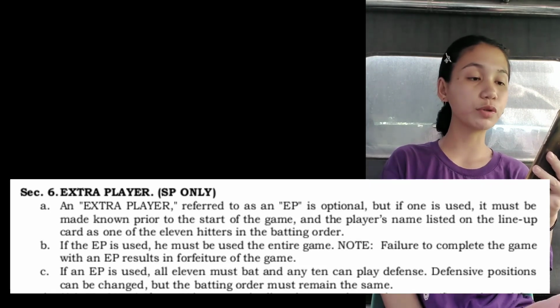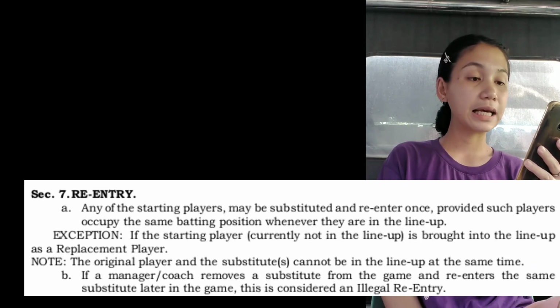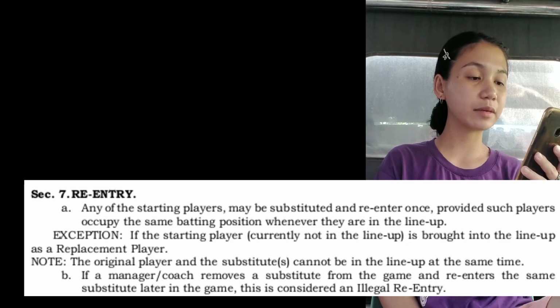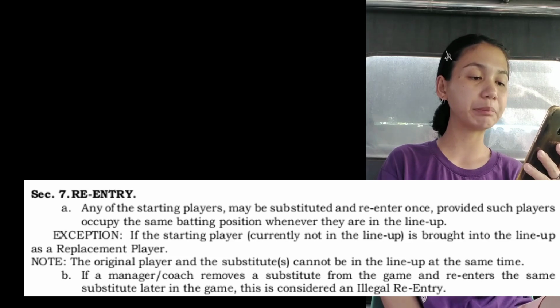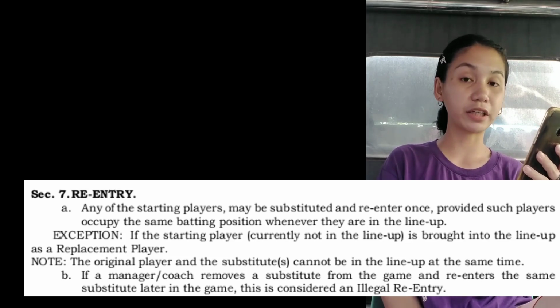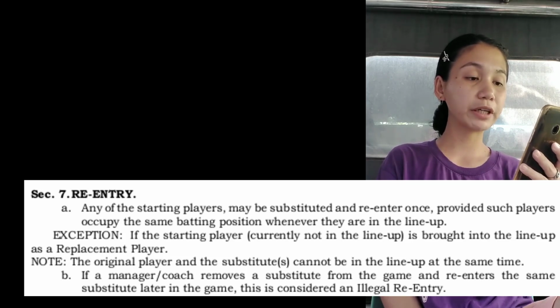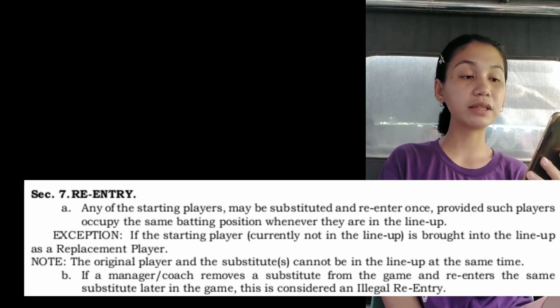So let's move on to rule number 4, section 7, 3 and 3. Any of the starting players may be substituted and re-enter once, provided such players occupy the same batting position whether they are in the lineup. Exception: if the starting player is currently not in the lineup or brought onto the lineup as a replacement player. So the original player and the substitute cannot be in the lineup at the same time. So that is rule number 4, section 7, 3 and 3.